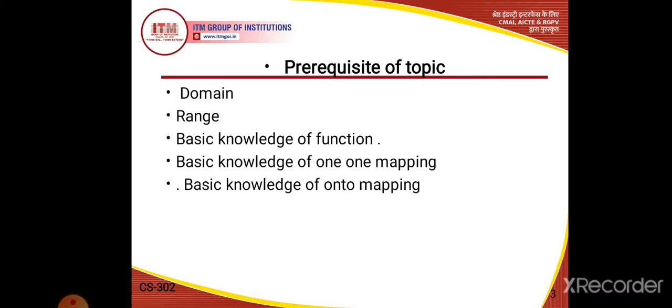First is prerequisite of topic. You should have basic knowledge about domain, range, basic knowledge of function, 1-1 mapping and onto mapping. So there are 5 topics in which you should have a basic idea.